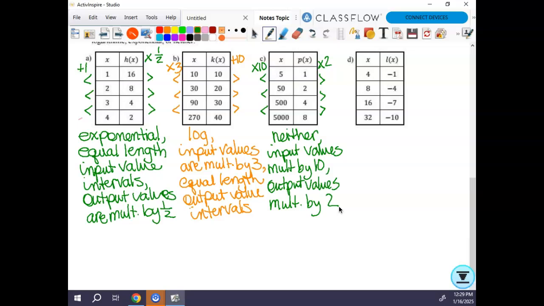All right, so then on D, what's happening with my input values? Times 2, yes. My output values, well, they're, yes, minus 3, but if we're changing additively, we're actually like adding a negative 3. Does that make sense? Okay, so is this logarithmic, exponential, or neither? Logarithmic. So you go ahead and write out your explanation.